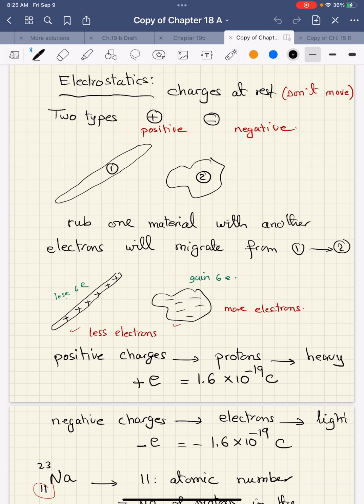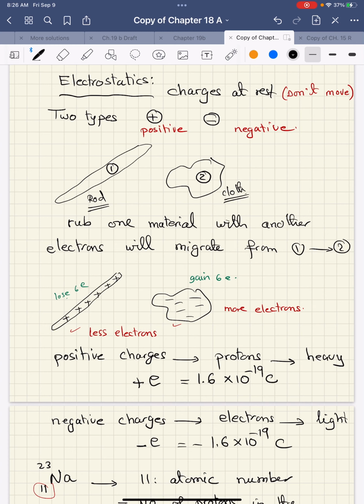Now we have two types of charges, positive charges and negative charges. If I have here, let's say this is a rod and this is a cloth, whatever, I don't want to specify now what these are. If I rub one material with the other, the electrons have the ability to migrate from 1 to 2, or from 2 to 1. Here I'm going to assume it is from 1 to 2.